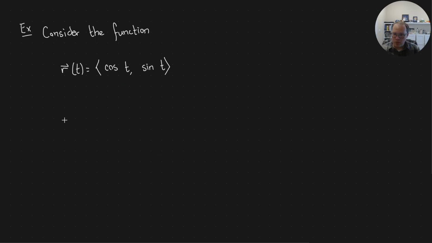So just as a brief example, let's do r of pi over 2. The output of this will be a vector with components cosine of pi over 2, comma sine of pi over 2. And that's easy enough to evaluate. Cosine of pi over 2 is 0. Sine of pi over 2 is 1.